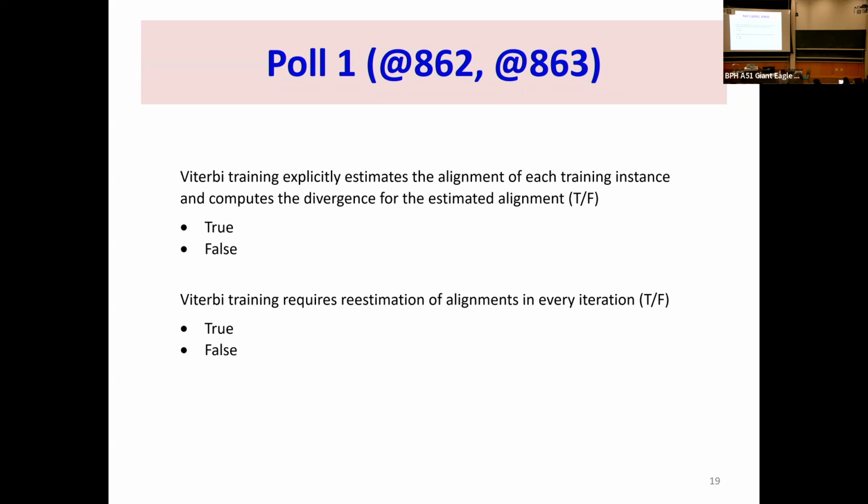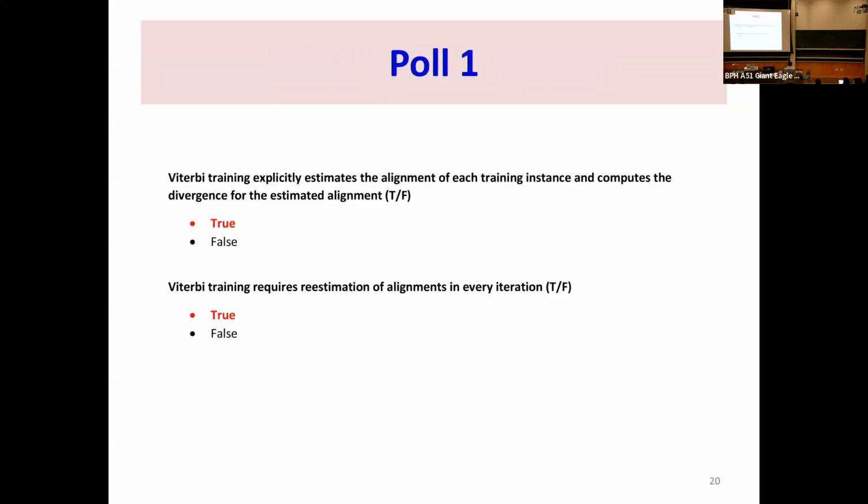Harini? True. And Lihan, what about the second one? Yep. So Viterbi training explicitly estimates the alignment of each training instance and computes the divergence for the estimated alignment. And you require re-estimation of this alignment at each iteration because within each iteration, your model has improved and it's capable of giving you a better alignment.